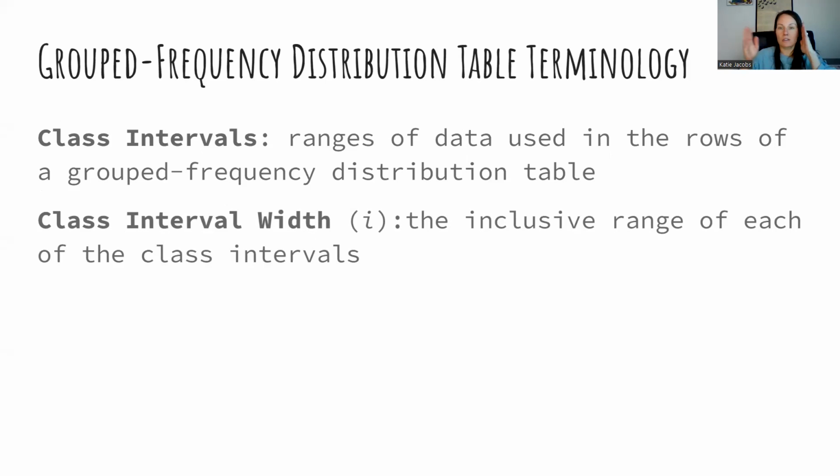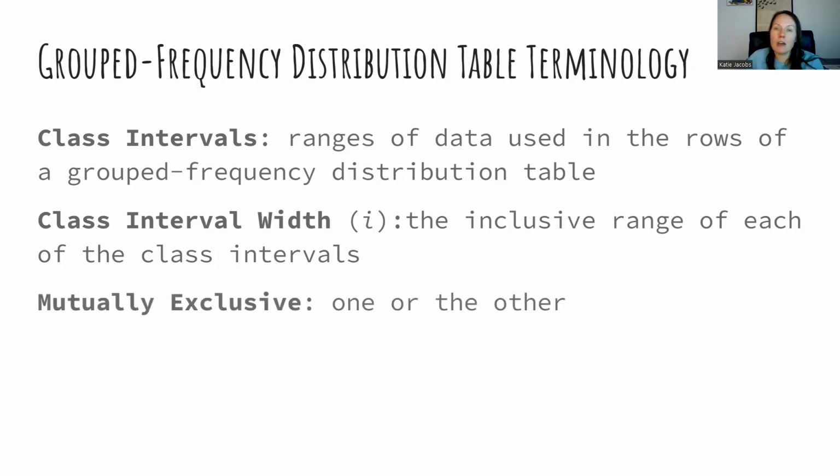So the class intervals are the actual groups. If we have that other example where I had 0 up to 100, we'd likely have different class intervals. We'd probably have 0 to 9, 10 to 19, 20 to 29. Those are class intervals. And then the class interval width would be the inclusive range of each of those class intervals. So the inclusive range of a class interval of 0 to 9 would be 9 minus 0 plus 1, right? So 9 minus 0 is 9, plus 1 is 10. So our class interval width in that example would be 10.